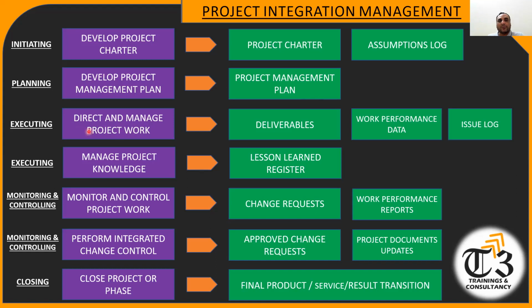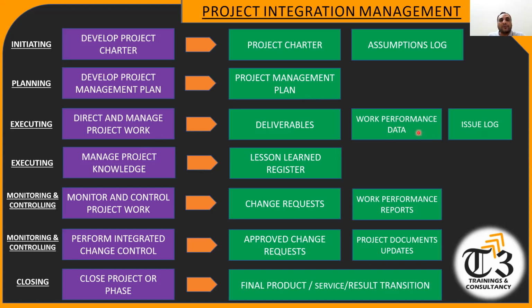You don't need to worry about the process name, direct and manage project work. So when the execution team starts working, they produce the deliverable. And while producing the deliverable on a daily basis, they issue the work performance data, that what work we have done today. And if there were issues, how we handle them. So issues are reported to the project knowledge, where you are maintaining the lesson register, that what issue came, how you resolved it. So you can keep it as a lesson and use it for the future.